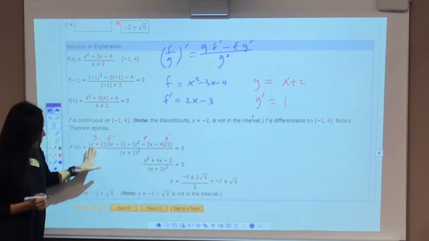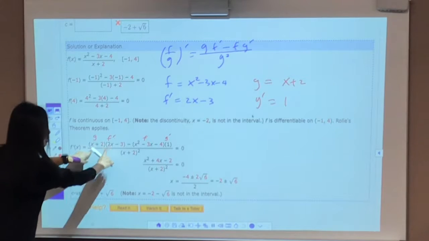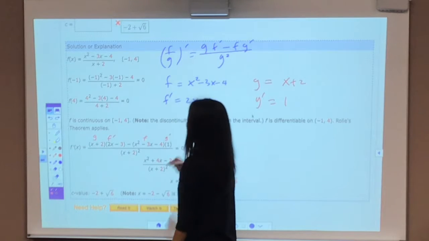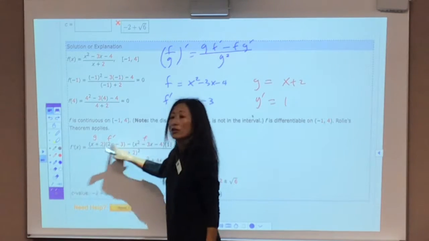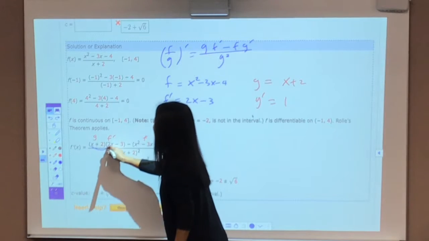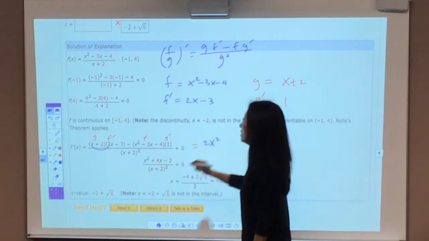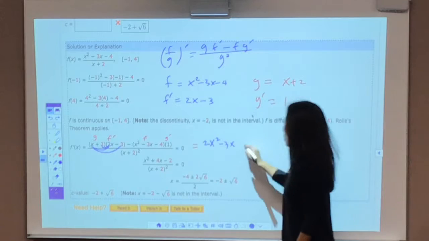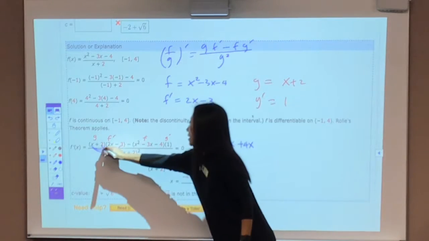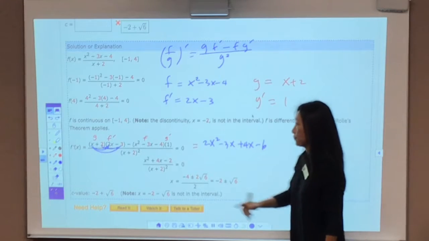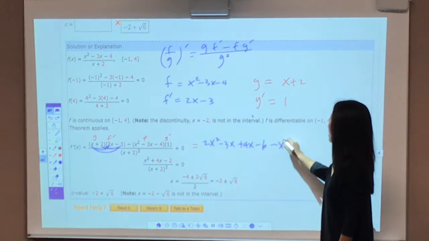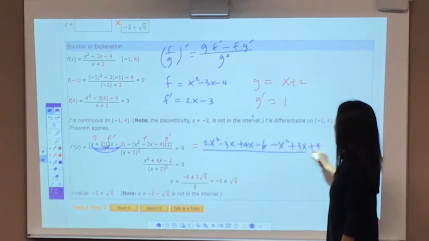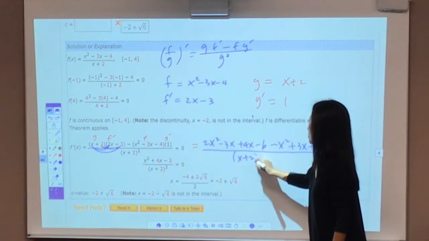So after you do that, then you just multiply them out. This is a part they skip, so I'm going to write down everything, not skipping anything. So you FOIL this. What do you get? x times that is 2x squared. x times this, negative 3x, then 4x, and then negative 6. And this one is simply negative x squared plus 3x plus 4, everything over x plus 2 squared.